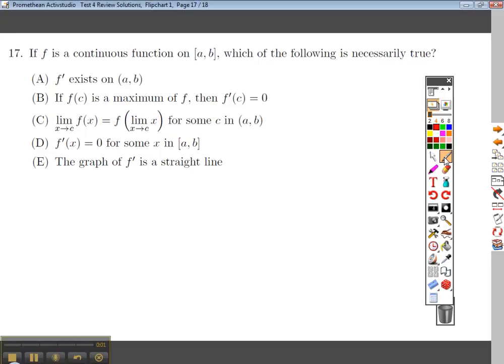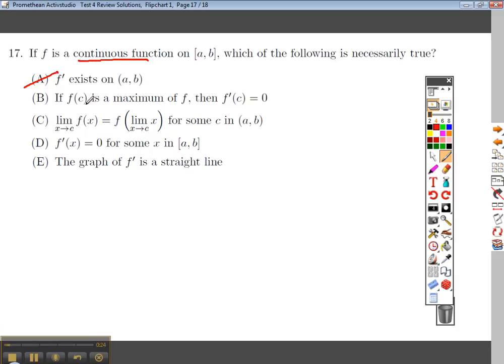Okay, so the last couple questions. 17 says f is continuous. That just means it doesn't have any jumps, any holes, any asymptotes. It could have a sharp turn because it doesn't say it's differentiable. Which of the following is true? A: f prime exists. Again, it might not be differentiable. It might have sharp turns everywhere, in which case f prime doesn't exist everywhere.